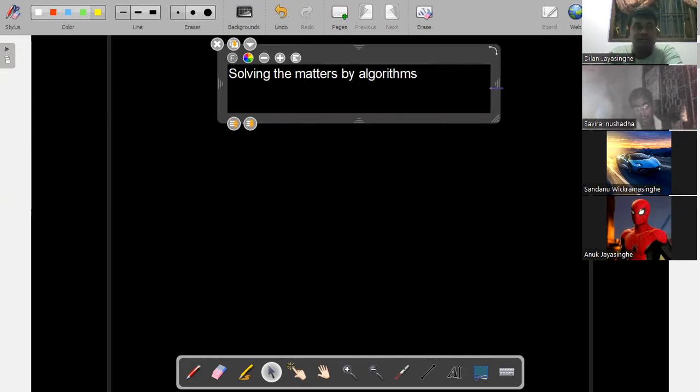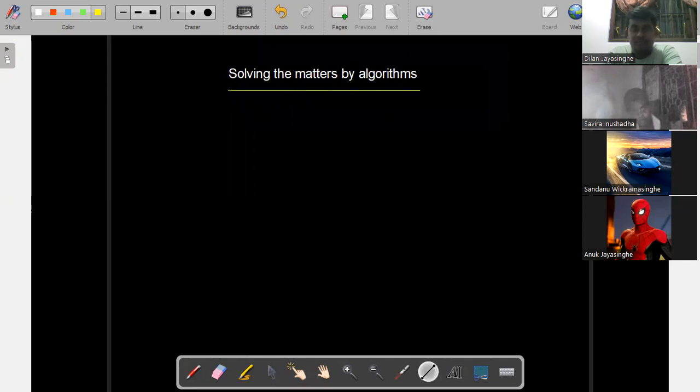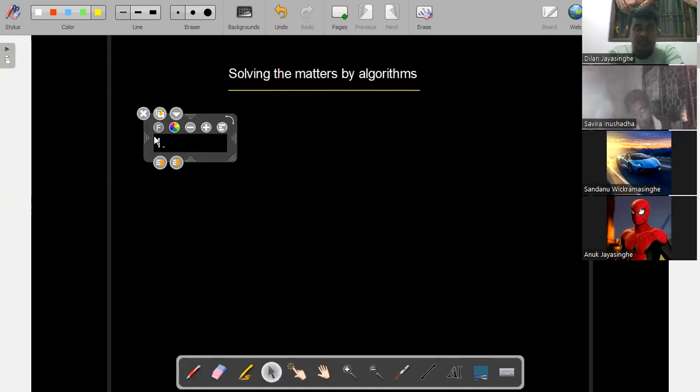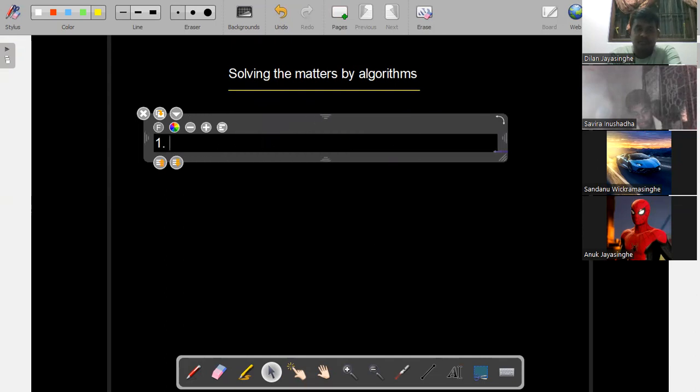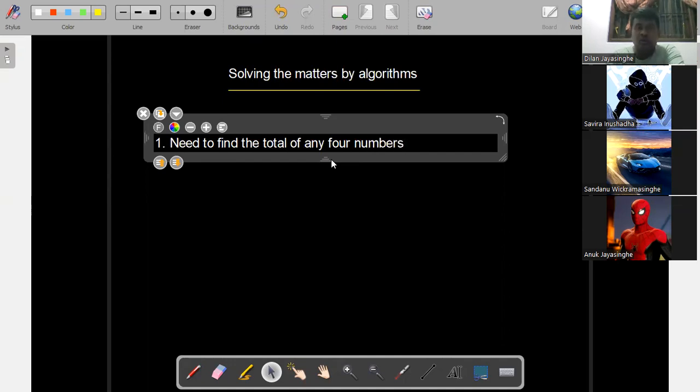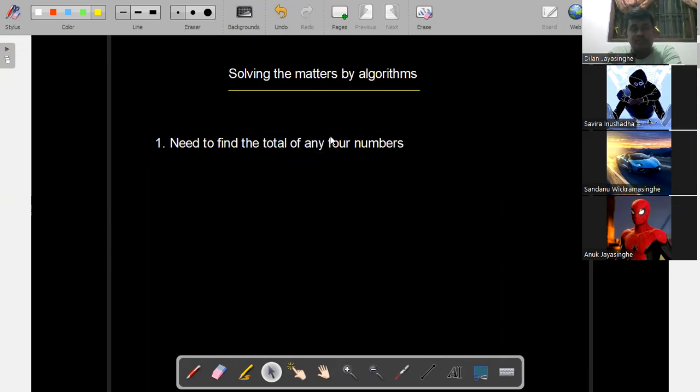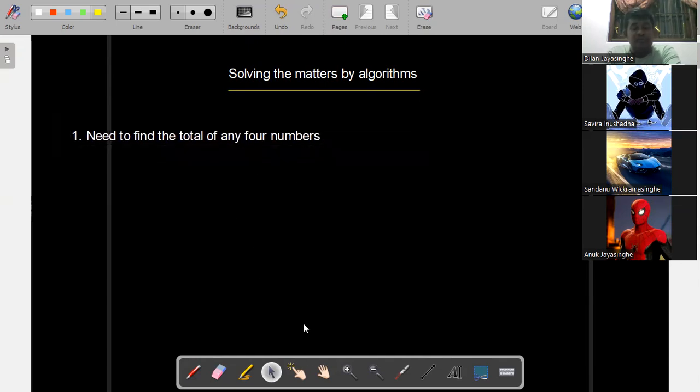Solving the matters by algorithm. First one. Need to find the total of any four numbers. Right? Actually, think we need to create a program for this. To solve this matter, we need to create a program.